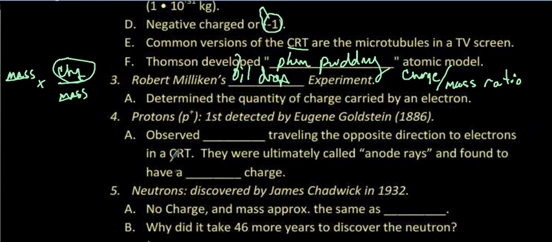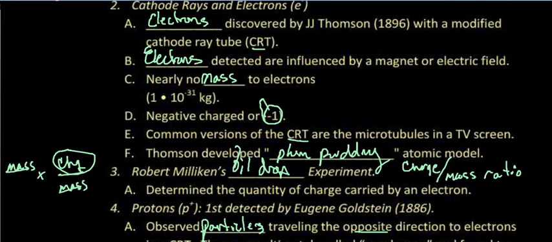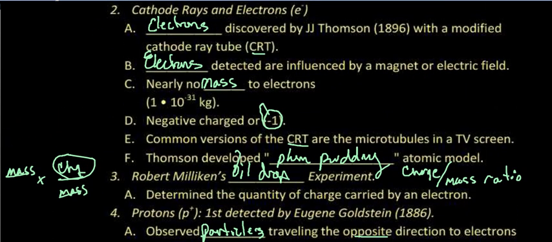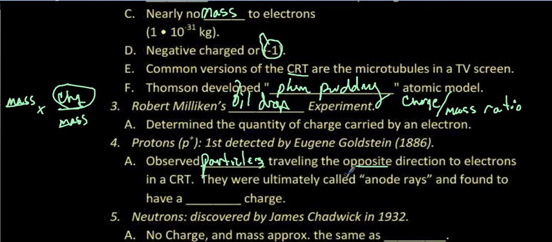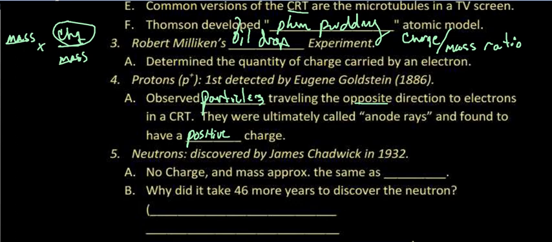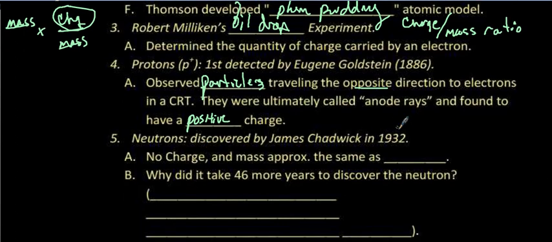Okay, then we discovered protons, and protons were first discovered by Eugene Goldstein in 1886. Okay, and they observed that there were particles traveling the opposite direction from electrons, and they were ultimately called anode rays. So if you remember up here, we had cathode rays that Thomson studied. Goldstein studied anode rays, rays coming from the anode traveling towards the cathode, and these were found to have a positive charge.